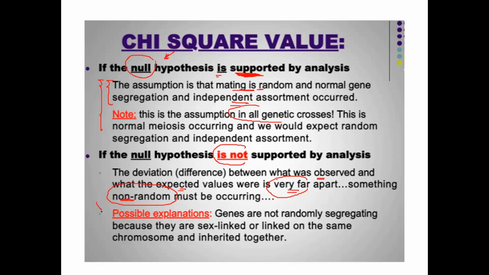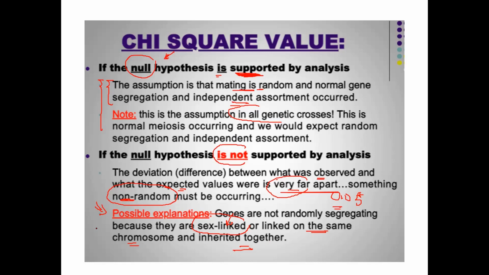So possible explanation क्या हो सकती है? अच्छा ठीक है, non-random हो रहा है तो non-random है क्या चीज, कैसी क्या चीज हो रही है? It means genes are not randomly segregating, ठीक है, because either those are sex-linked, ठीक है, or they are linked on the same chromosome and inherited together. So these could be the other possibilities, right? So अगर हमारी null hypothesis is not being supported by analysis, the result you're getting is less than 0.05, ठीक है. ऐसे case में you're looking at maybe something that has been sex linked, or maybe जो आपके links हैं, they are on the same chromosome, ठीक है, autosomal linkage है, and they're inherited together. So these are the two possibilities as well, right?